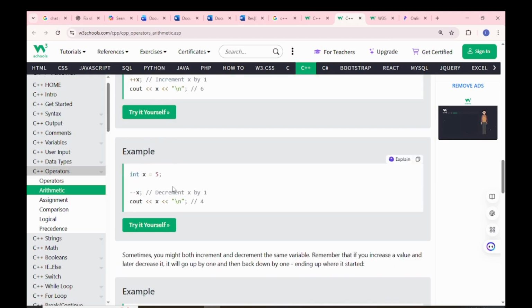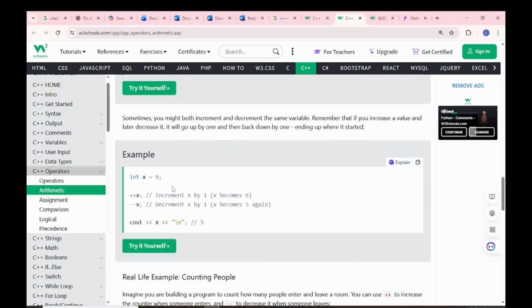Incrementing and decrementing. Sometimes you might both increment and decrement the same variable. Remember that if you increase a value and later decrease it, it will go up.